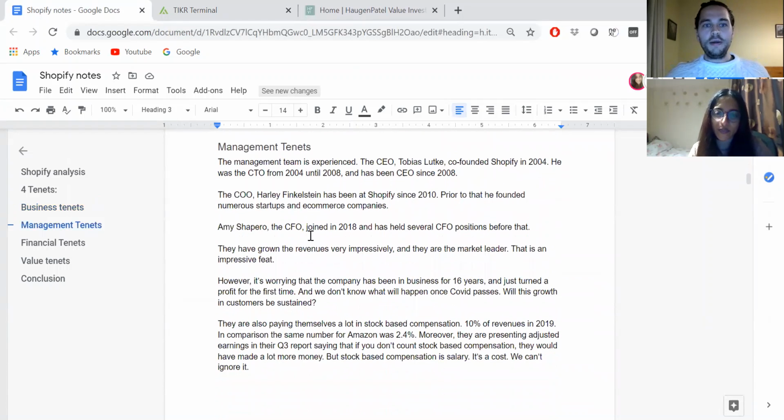No, so that's the second tenet, the management tenets. What we're looking at here is that we want to invest in companies that have good management. The CEO is Tobias Lutke. He's German, but I think he's now a German Canadian.